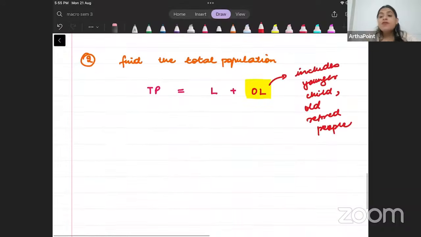It means out of labor force will also include people whose jobs have ended. People who have retired, automatically they are not looking for a job. So they are out of labor force. And children, like for example, people who are studying currently, right? They are also not looking for a job. They are also out of labor force. So it means that this out of labor force would have included people who are basically dependents. So this may also happen.